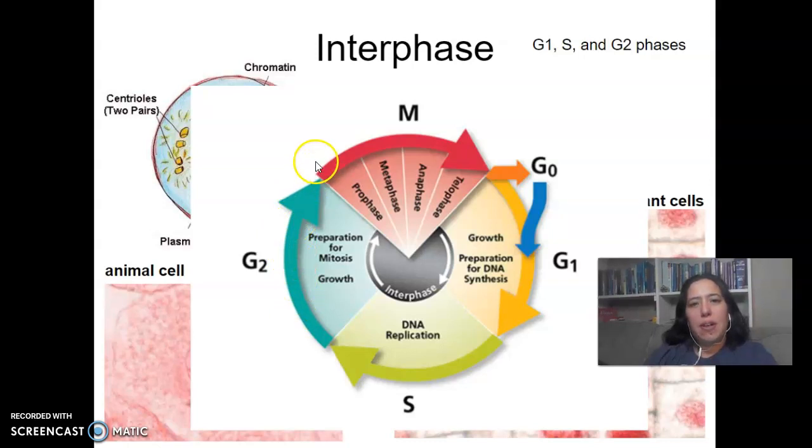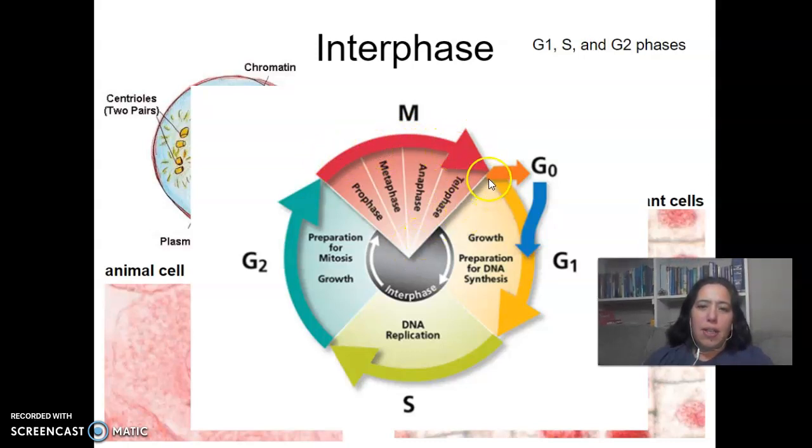And then we hit the mitotic phase, and you're going to notice on your diagram it's a little different than this one in that you have all the phases of mitosis, which is the division of the nucleus. And you also have cytokinesis, which is not shown on this diagram, but is on the one that you're going to be coloring. Cytokinesis is the division of the cytoplasm. So mitosis is the division of the nucleus, and cytokinesis is the division of the cytoplasm.